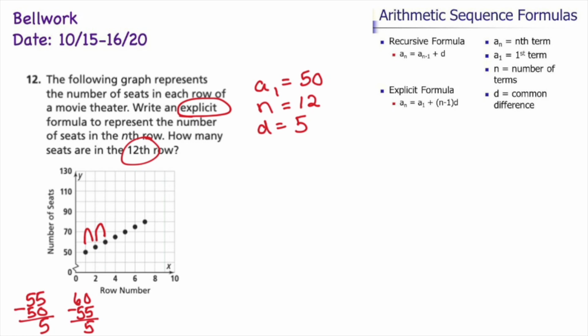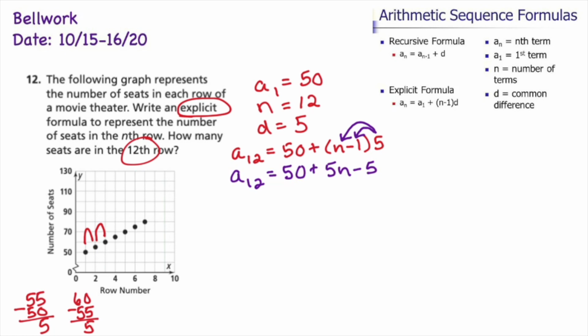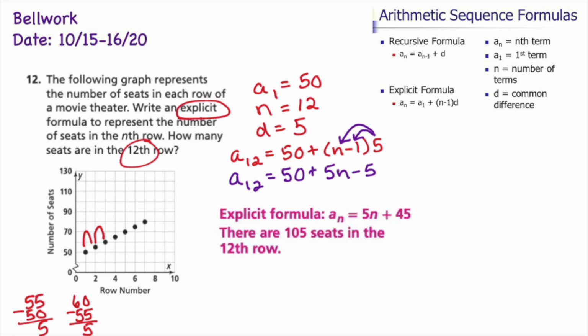Now we can take those three numbers and plug them into the explicit formula, and we have our answer. So instead of writing n for a sub n, I can write a sub 12, because that's what we're looking for, equals 50 plus n minus 1 times 5. So I'm going to distribute the 5 into the parentheses. Combine like terms, 50 minus 5 is 45. So our explicit formula is 5n plus 45.